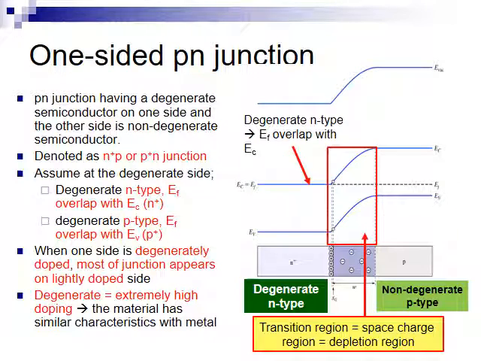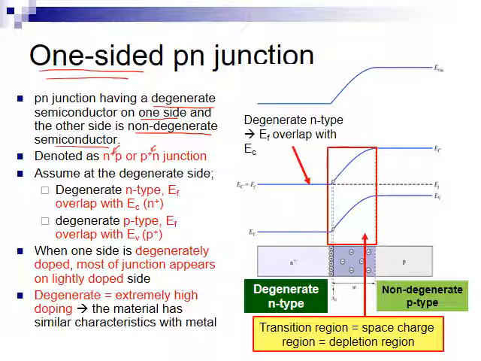The PN junction that we have discussed extensively just now is made of both non-degenerate N-type and P-type silicon. Depending on the devices, we may have to form what we call a one-sided PN junction. One-sided PN junction is a junction having a degenerate semiconductor on one side and a non-degenerate semiconductor on the other side. The degenerate side is denoted with the plus sign. For example, an N plus P junction is a junction having degenerate N-type and non-degenerate P-type.